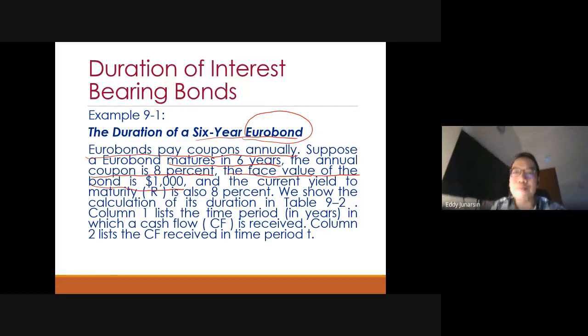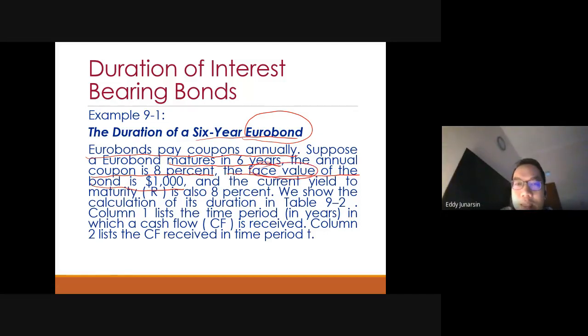I hope you still remember that the face value is the amount that you will get at the end of the period, at maturity. So if you hold the bond until maturity, you will get 1,000 per bond. And then this is important information: the current yield to maturity is still 8%. So you see there are two 8% here. We have to be careful here.